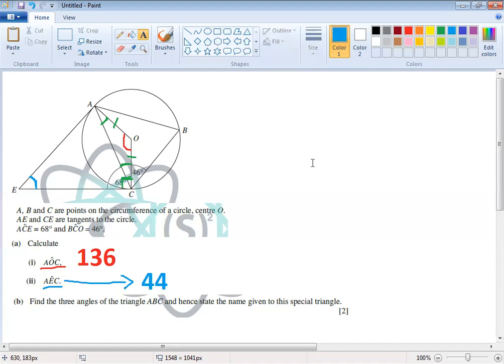Clear? Now the question says find the three angles of the triangle ABC. Okay, triangle ABC. First, finding the angle at B is very easy. How? Half of O is possible. I already know this is 68. Because of angles in alternate segment, this will also be 68. So angle B is 68.